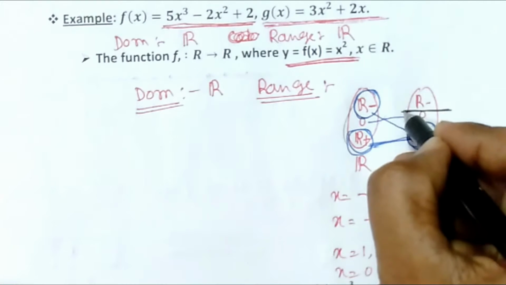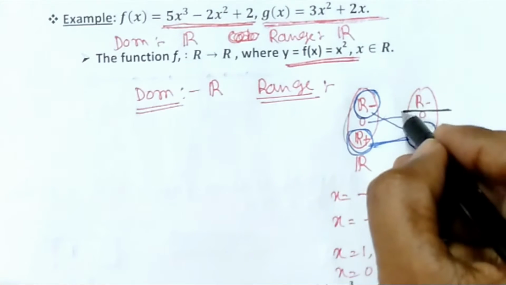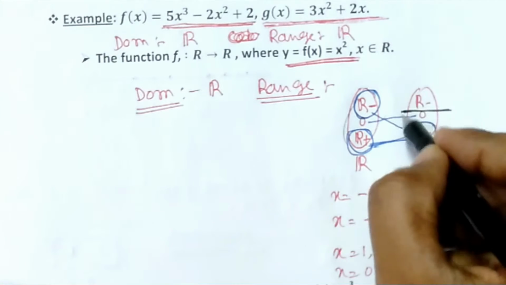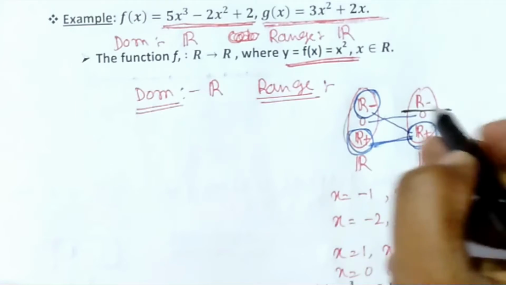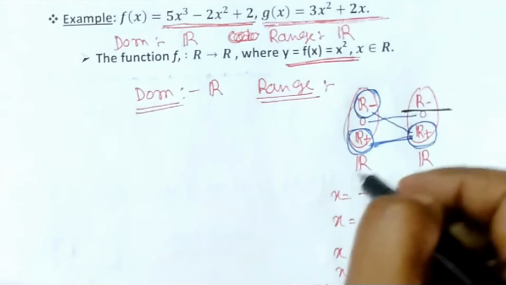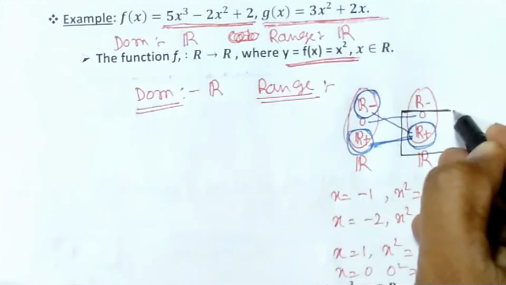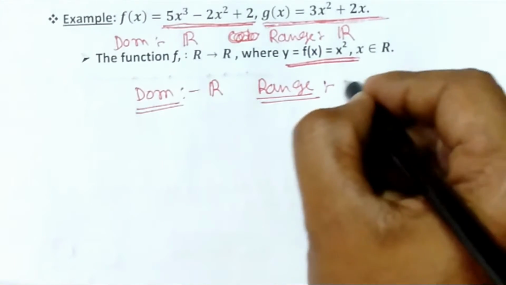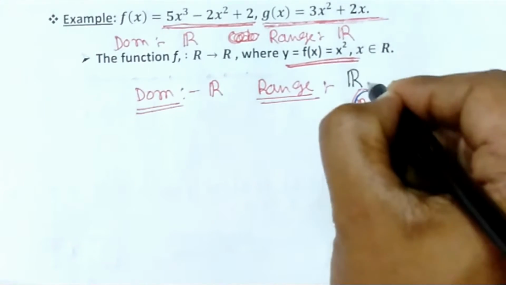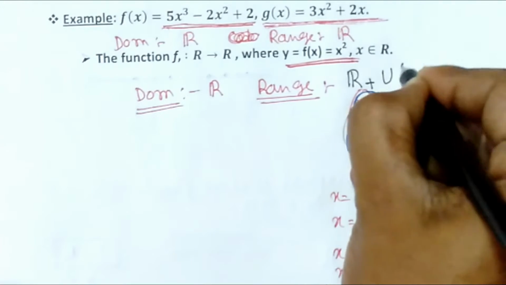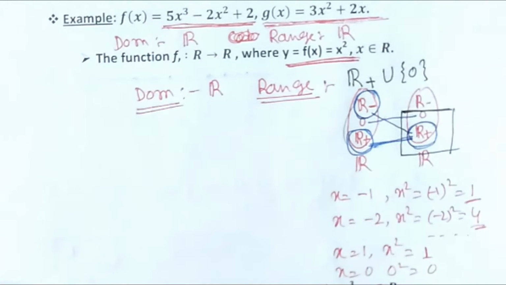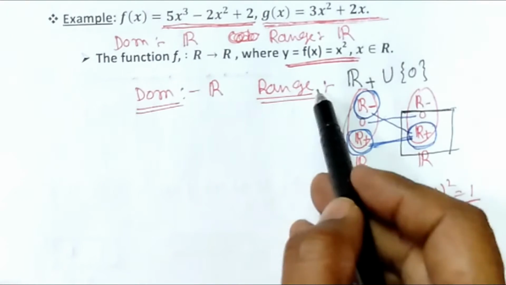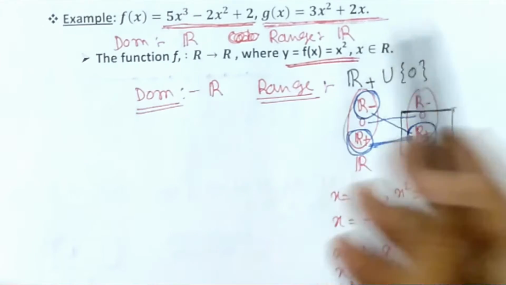So what will be the range set? We know that the range set or image set consists of those elements which have a pre-image in the domain set. So this is our range set for this function. So clearly the range set will be the positive reals union the singleton set 0. This is the image set or range set of this function y equals x square.